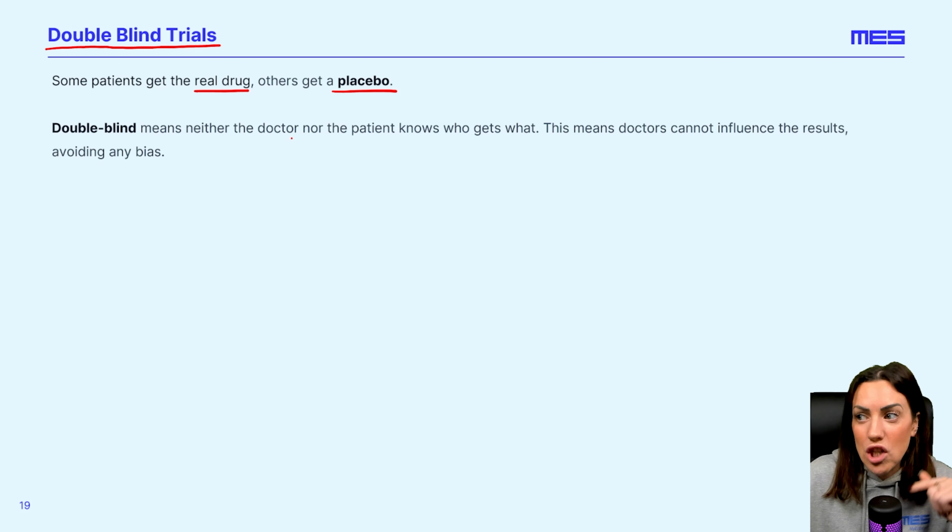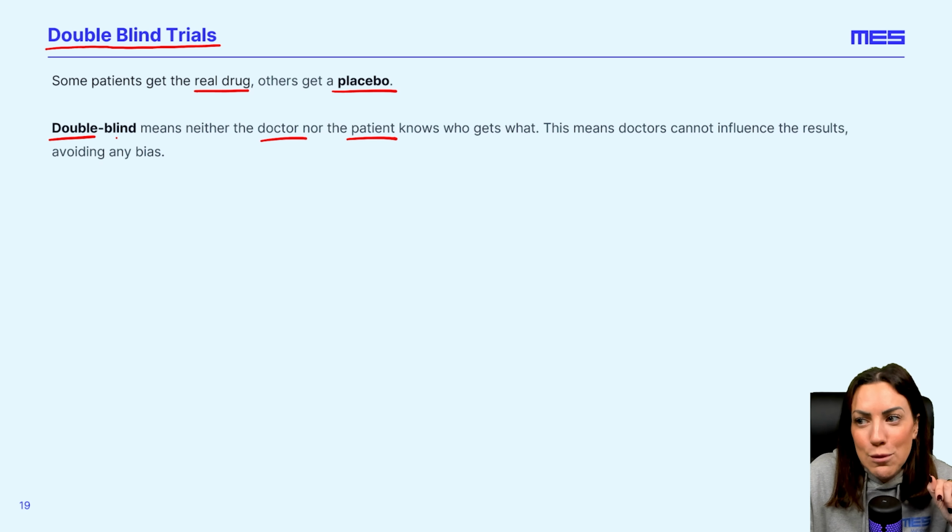Double-blind means that the doctor that is giving out the drugs and overseeing the patients does not know who is getting the real drug and who is getting the placebo. And the patient also does not know whether they are getting the real drug or whether they are getting the placebo.